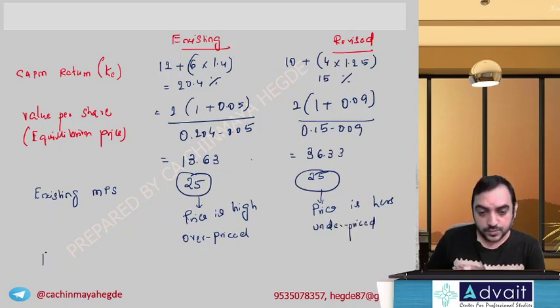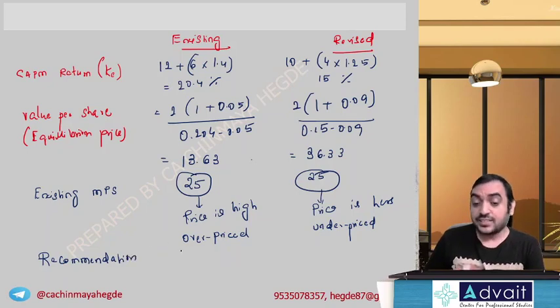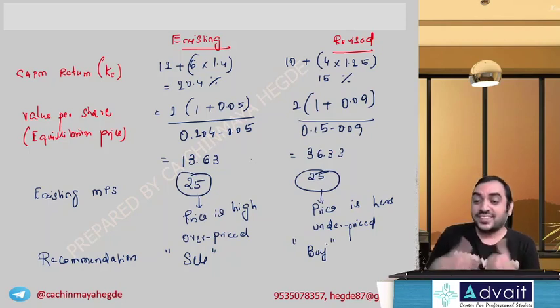So the recommendation: in the case of the first one, existing, since it is overpriced, the recommendation is to sell if you have it, or if you don't have it, don't buy. And in the revised condition, you buy, or if you already bought, you can continue to hold. Overpriced is sold, underpriced is purchased.